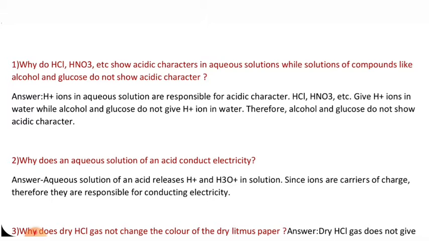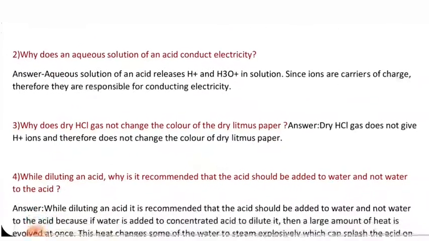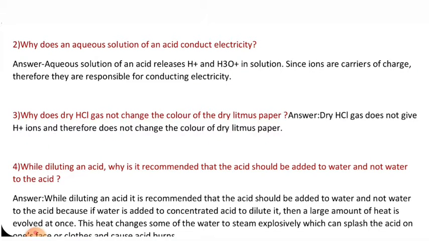The hydrochloric and nitric acid etc. give hydrogen ions in water while alcohol and glucose do not give hydrogen ions in water. Therefore, alcohol and glucose do not show acidic character. Why does an aqueous solution of an acid conduct electricity?